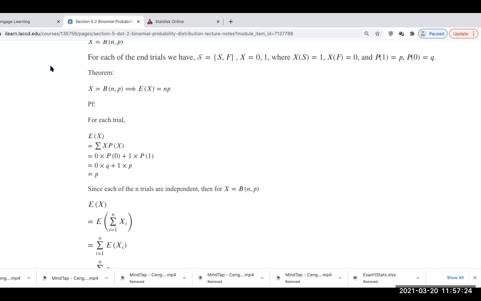So let's try to prove the following: that if X is a binomial random variable, then the expected value of X is np.